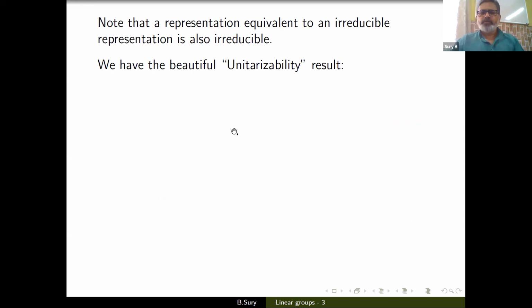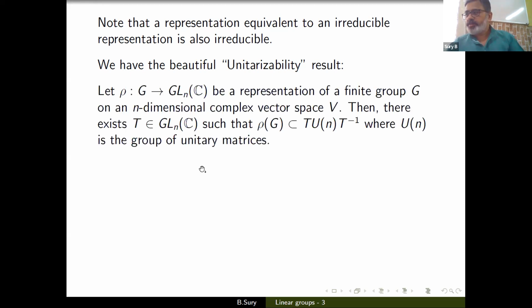So we have the following very beautiful unitarizability result. The word unitarizability comes from the following thing. Take a complex representation.